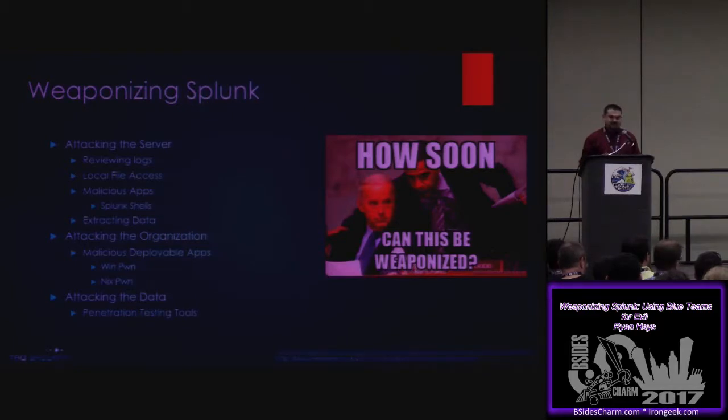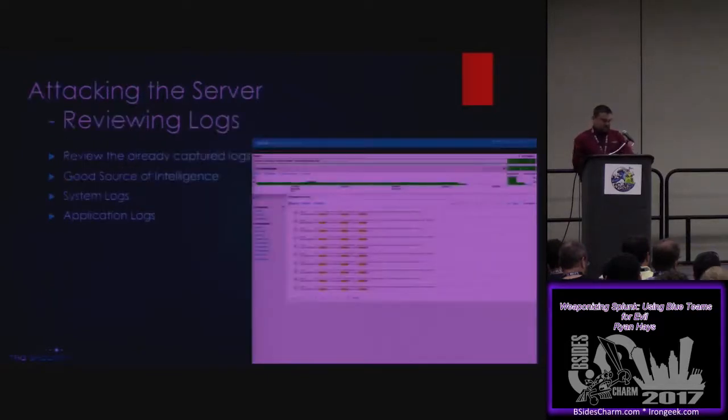And then finally, we're going to talk about extracting the data, all these configured files that are on there. Let's look at the data that we can pull out of Splunk. Attacking the organization, we're going to get into how we can utilize Splunk to laterally move throughout the network and compromise everybody. And then the final part, attacking the data, we're actually going to use it for C2, so that's going to be cool.